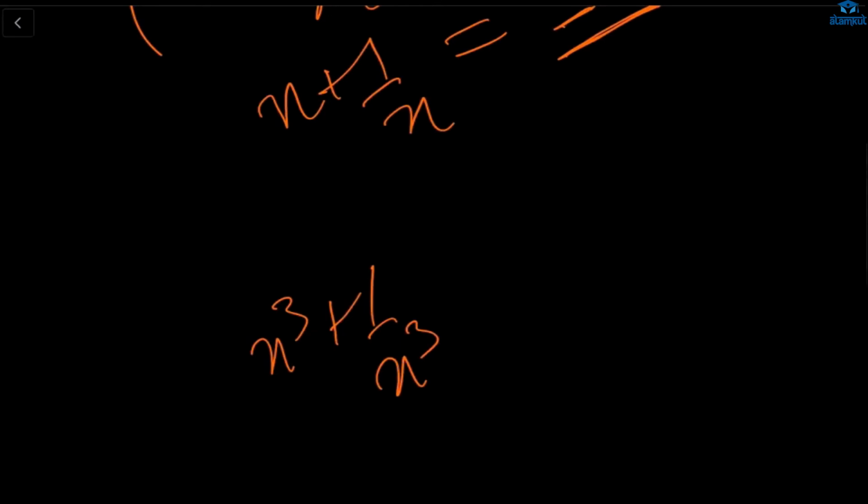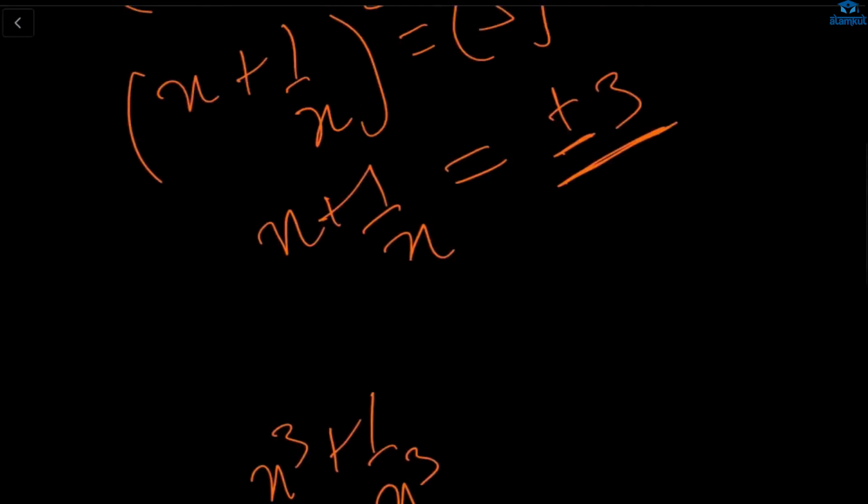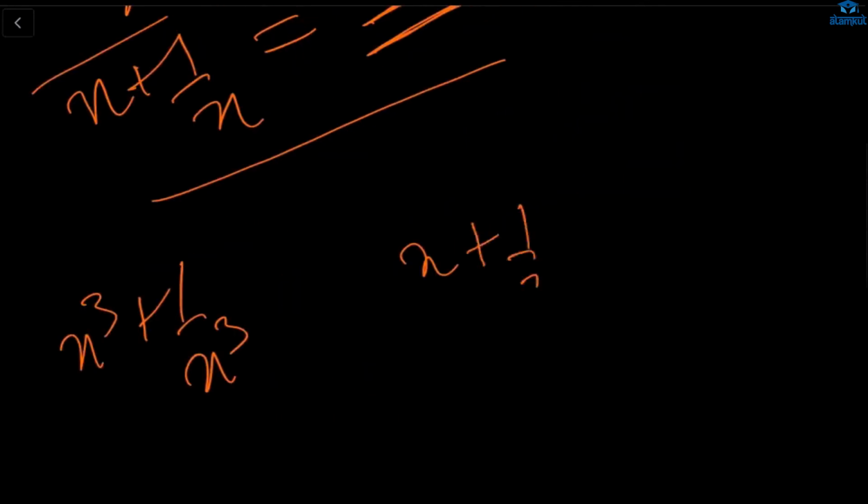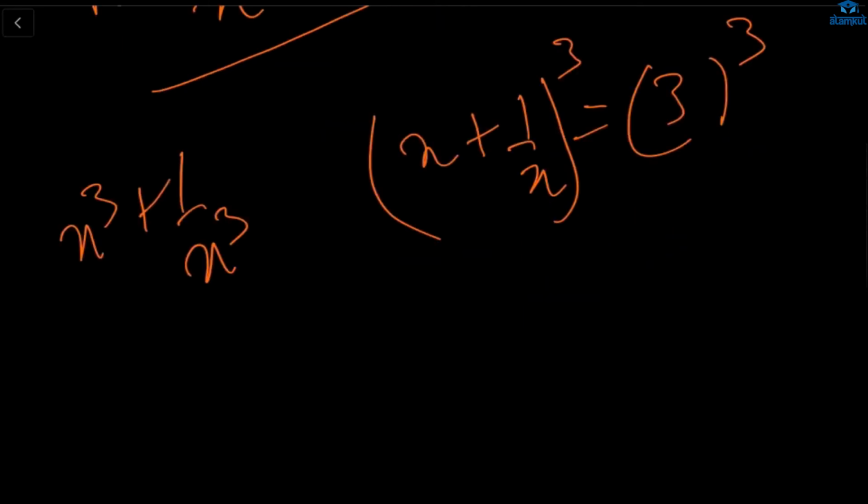So can we do directly the cube of this expression? We can directly just write x + 1/x is equal to 3 and we can do the cube. Now what will this give you? (x + 1/x) cube. It will give you x cube + (1/x) whole cube, or you can write 1/x cube because 1 cube will give you 1.